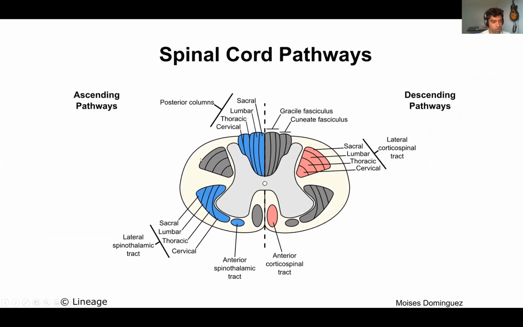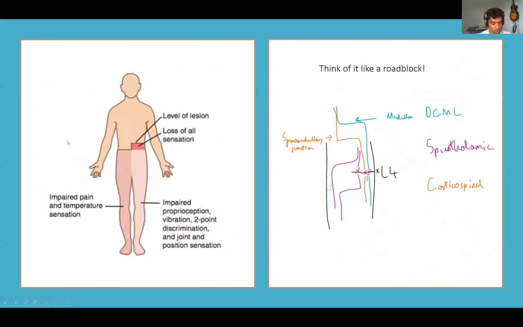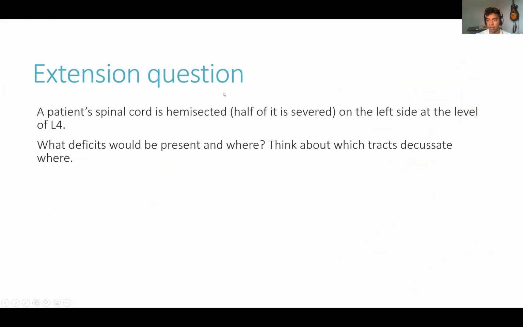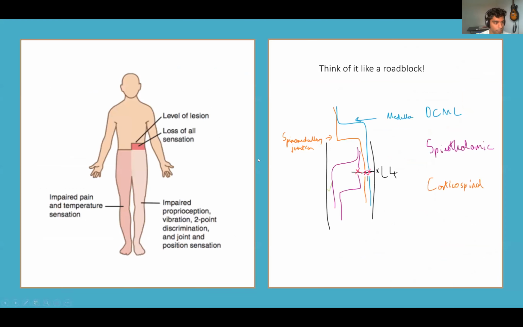And this is just showing, obviously now we know, spinothalamic, DCML, corticospinal. Okay, you guys have a go at this question on the pre-slides, on the post slides. Yeah, and message me if you have any questions with that.